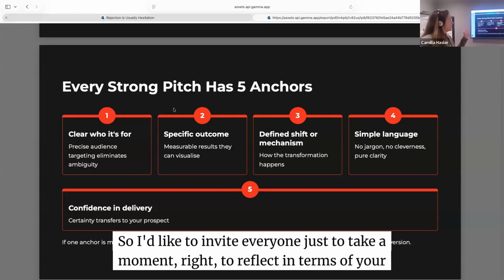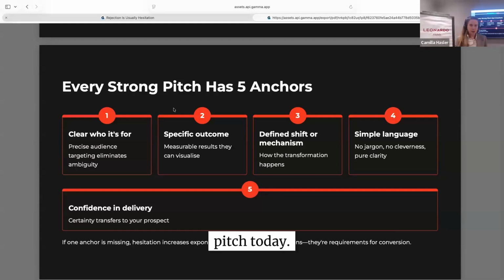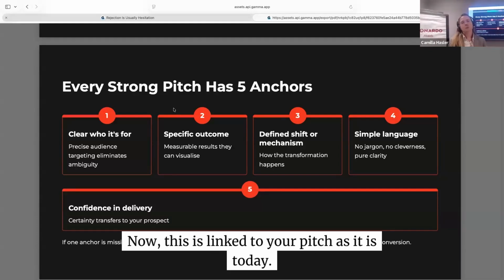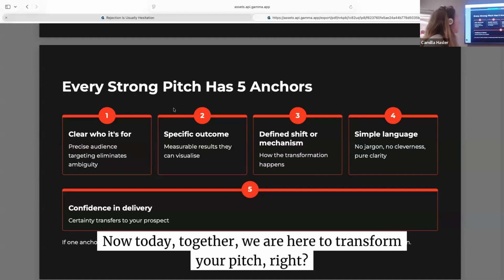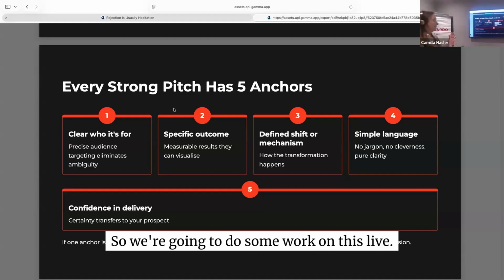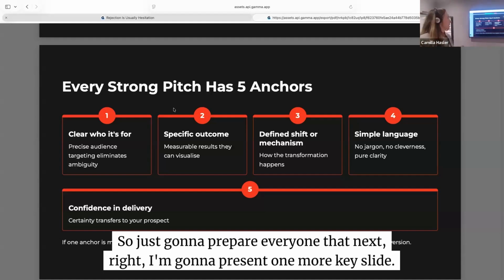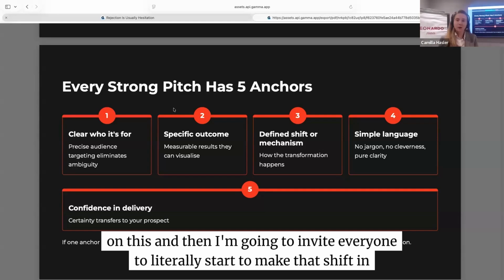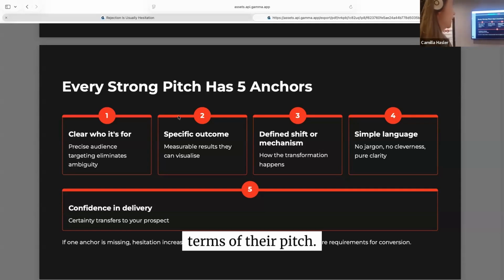So I'd like to invite everyone just to take a moment to reflect in terms of your pitch today. Now, this is linked to your pitch as it is today. Today, together, we are here to transform your pitch, right? So we're going to do some work on this live. Just going to prepare everyone that next, I'm going to present one more key slide on this, and then I'm going to invite everyone to literally start to make that shift in terms of their pitch.